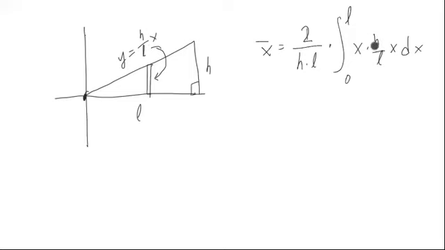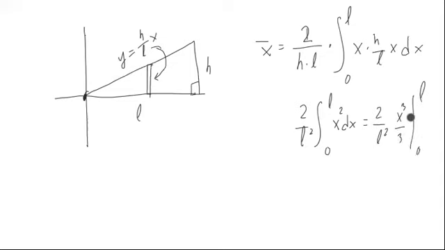Well, H and L are constants, so we can pull them out. The H's will cancel, you have an L squared down there, so you get 2 over L squared times the integral from 0 to L of x squared dx. That's 2 over L squared times x cubed over 3, from 0 to L. And notice that we're going to get 2/3 L. That means 2/3 of the way along is where the x bar, or the centroid, is going to be located.